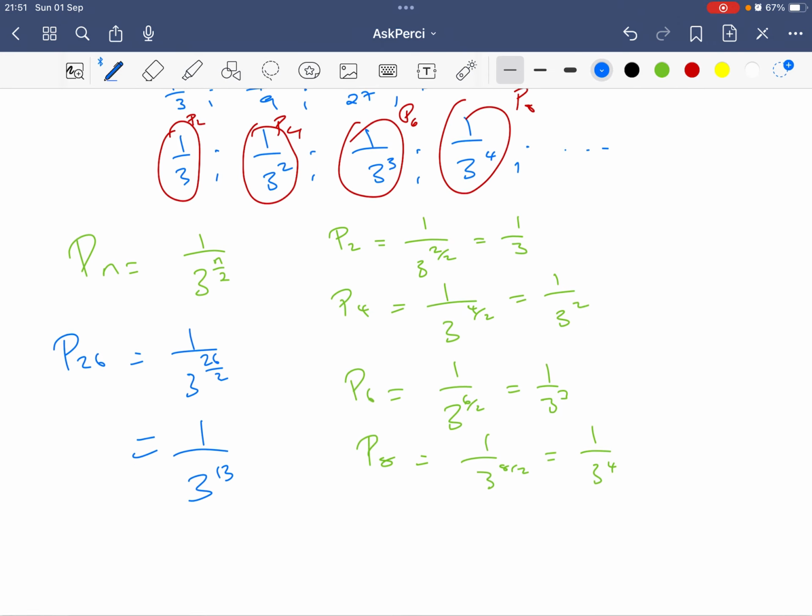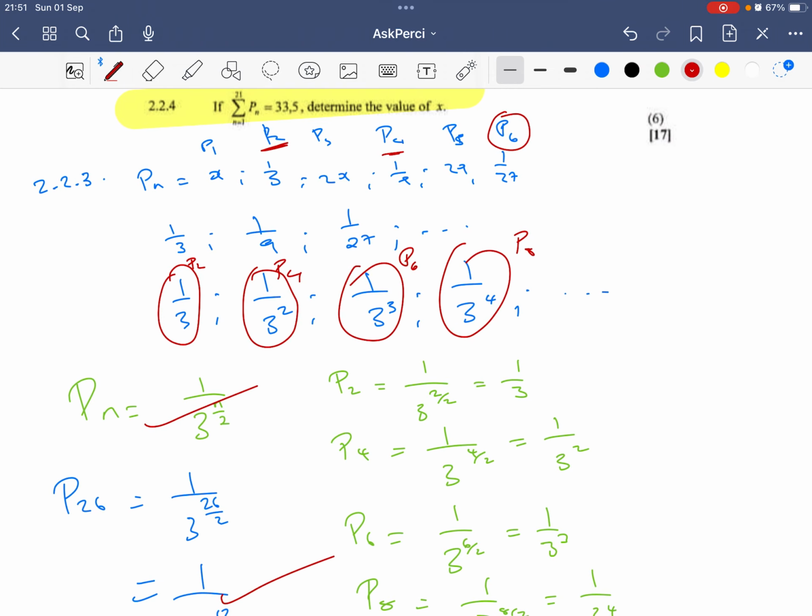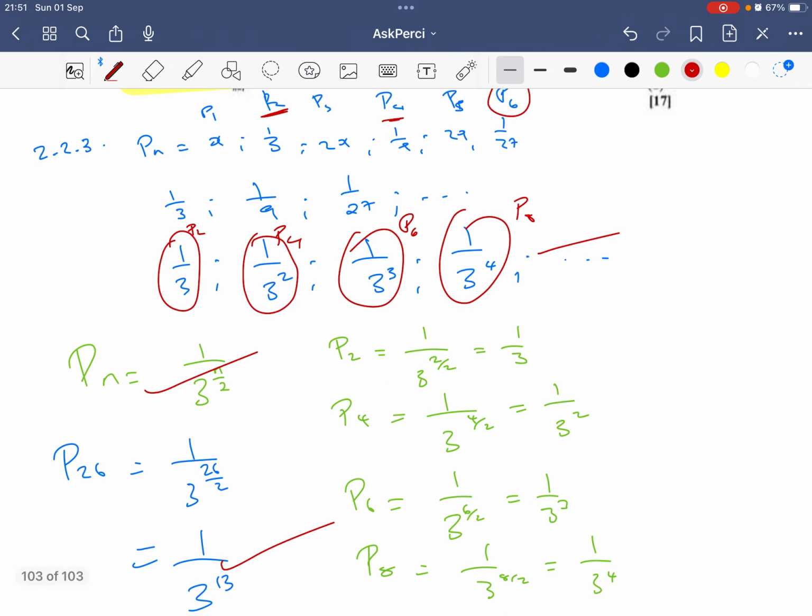I will give you marks for the answer, of course. And I'll give you a mark for discovering this. And I'll give you 1 mark for understanding the even pattern.